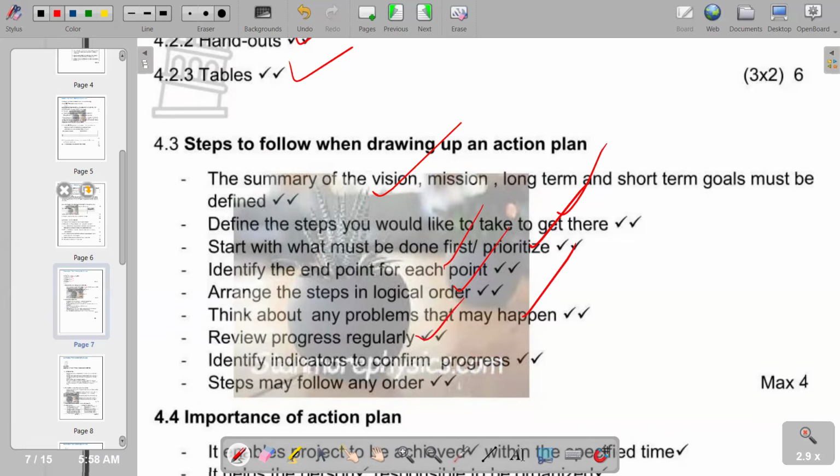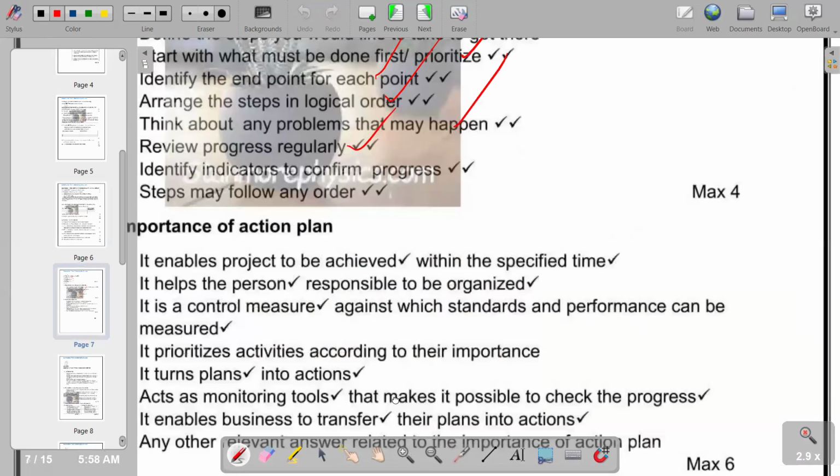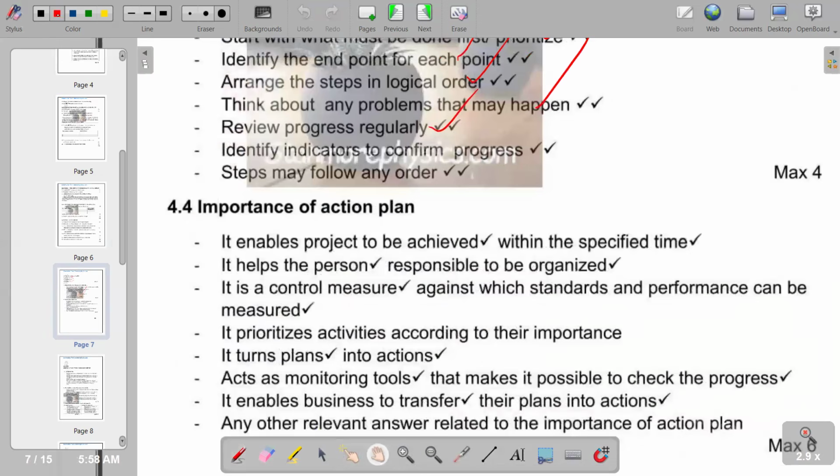Then in terms of 4.4, explain the importance of an action plan. So in terms of the importance of an action plan, these are the importances that we have listed. It enables the project to be achieved within the specified time. It helps the person responsible to be organized. It is a control measure against which standards and performance can be measured. It prioritizes activities according to their importance. We've got further points that are also correct that we are given.